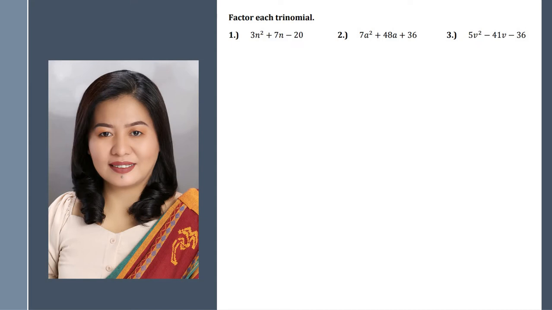So the first thing that we will do is multiply the numerical coefficient of the first term and the last term. So that would be 3 times negative 20, which is negative 60. So we are going to think of factors of negative 60 that give a difference of 7. So why difference? Because we have a negative symbol, but it can also be that we have the sum. So it depends on how we are going to write our factors.